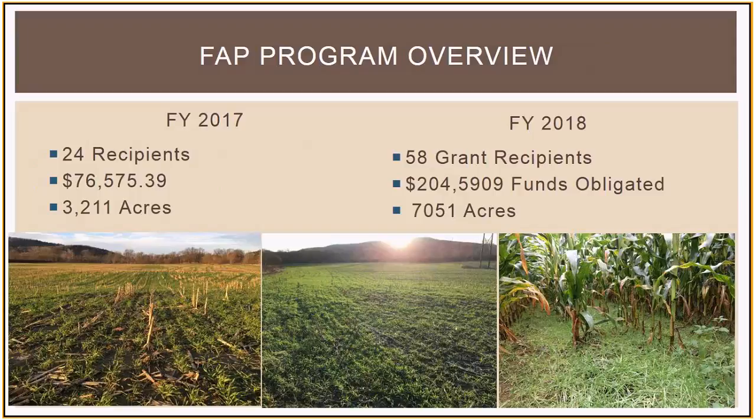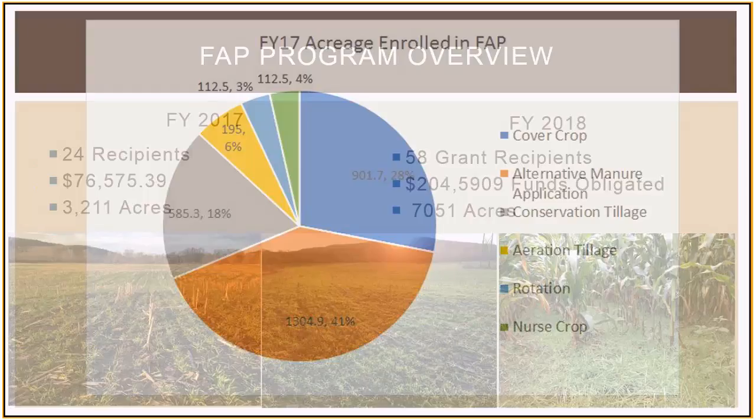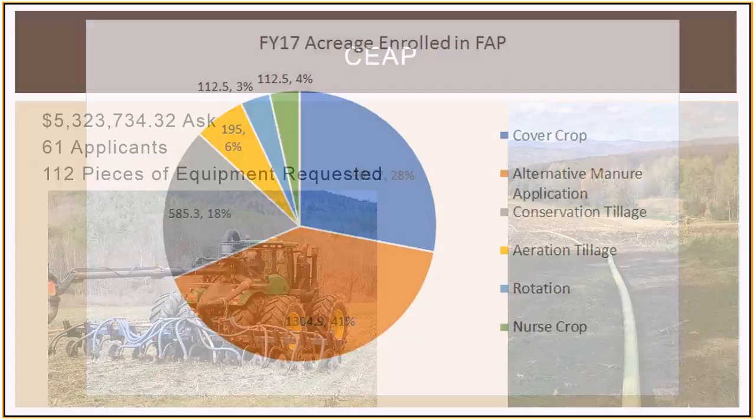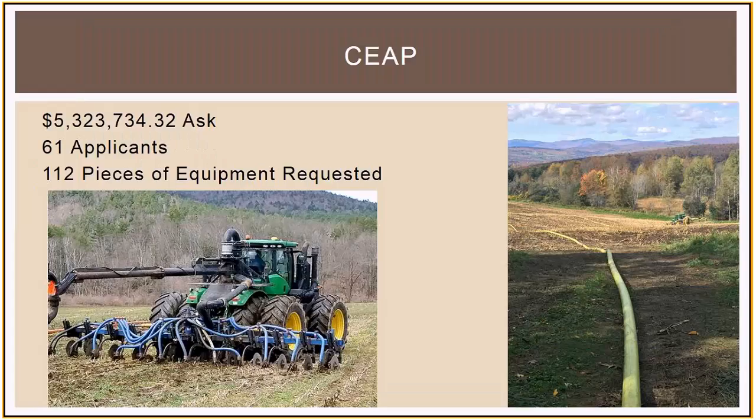Last year, we had 24 recipients. This year, we tentatively have 58 grant recipients, more than double the acreage improved, and a lot more than what we budgeted as far as offering financial assistance for implementing cover crops. With that said, it's not all cover crops. This was fiscal year 2017. Alternative manure incorporation was another big category of acreage that was enrolled in the FAP program. And I just wanted to touch on SEEP.